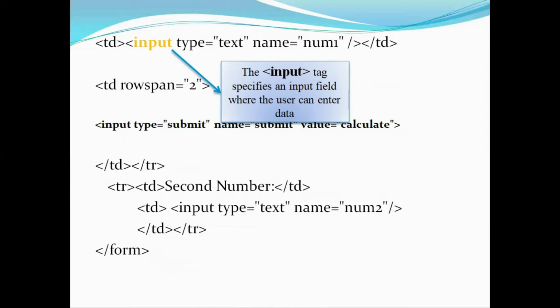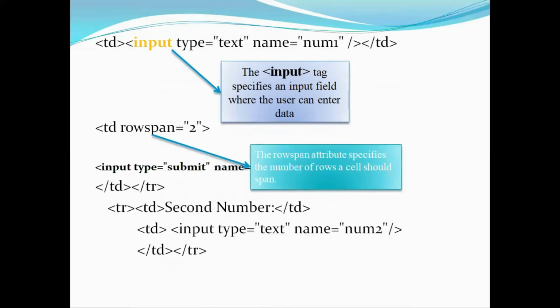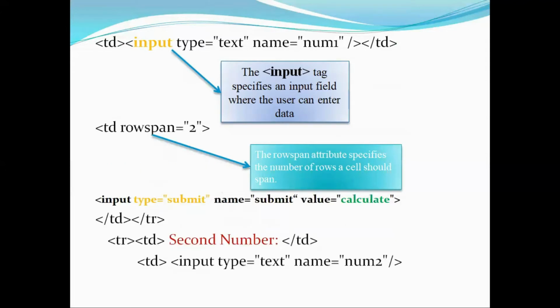And then we are creating one more table data, but here we are using one attribute called rowspan. This rowspan attribute specifies the number of rows a cell should span, that is, it should enlarge or merge into a single data cell. Here it is equal to 2, that is, it merges two table data cells into one. Next we are creating one more button, input type is equal to submit. What the use of that button is, I will explain later.